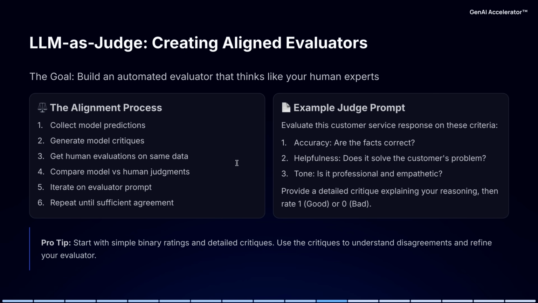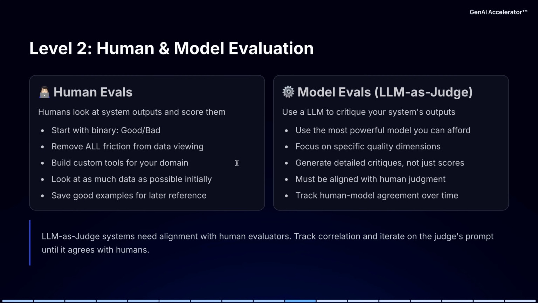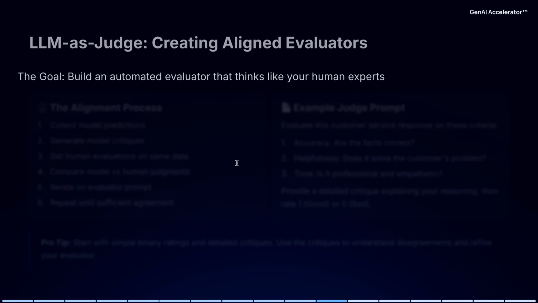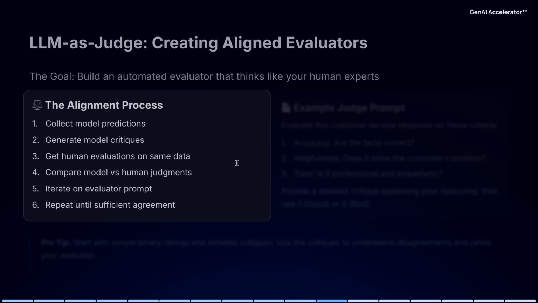Now, how do you create these aligned evaluators? Because right now you might be thinking, okay, this makes a lot of sense. We first go and let humans look at it, then we use a model. But how do you actually do this in practice? We'll also have a dedicated video on that, but I'll give a short example with the general alignment process that you can consider. So in order to build automated evaluators that think like human experts, here's the process.